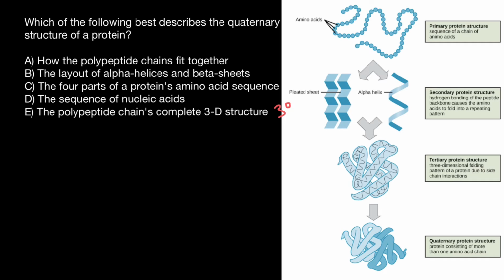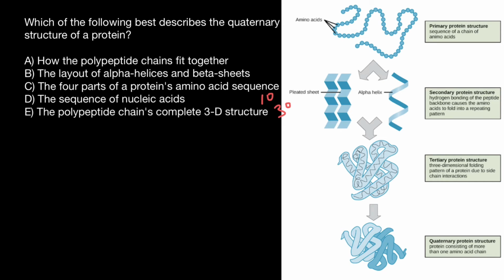And next variant from the end would be the sequence of nucleic acids, and this is exactly what we see in primary protein structure. It's just a sequence of chain of amino acids. So answer D is example of the primary structure.